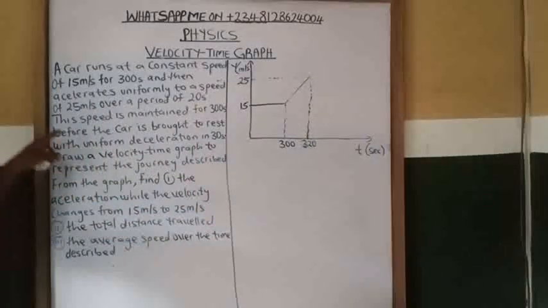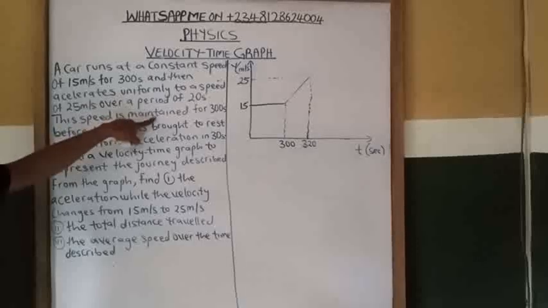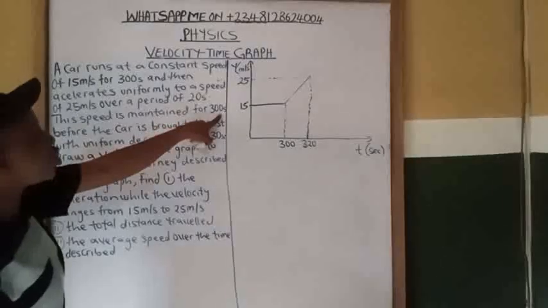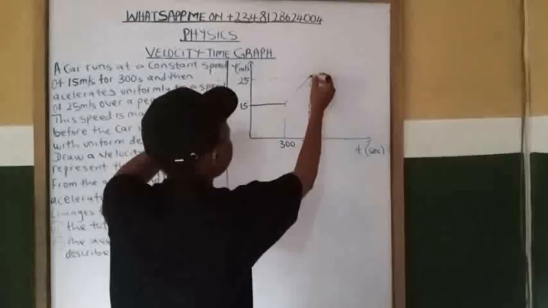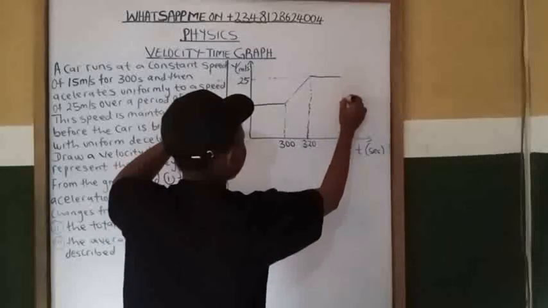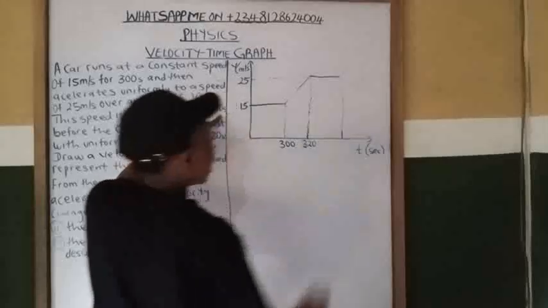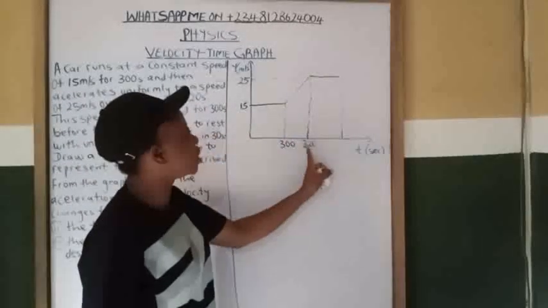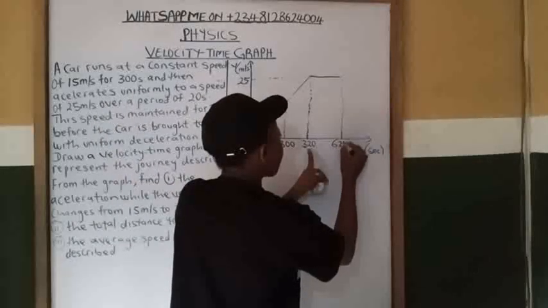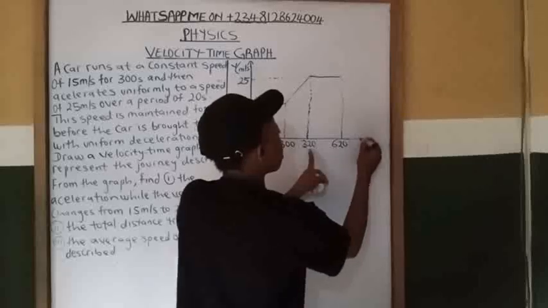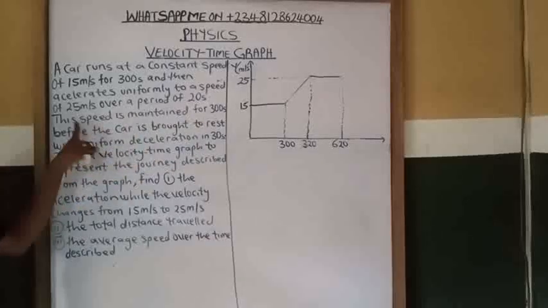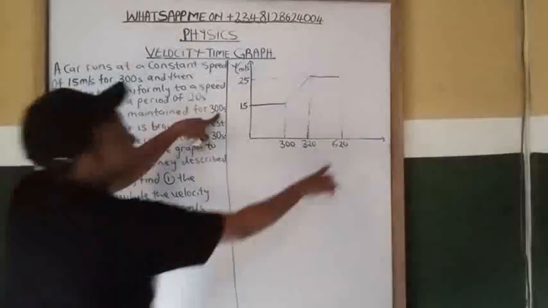Then let's read further. This speed is maintained for another 300 seconds. So it travels further for another 300 seconds. Now we add that 300 to 320, and it gives us 620. So it maintains the speed for another 300 seconds, and we have done that.